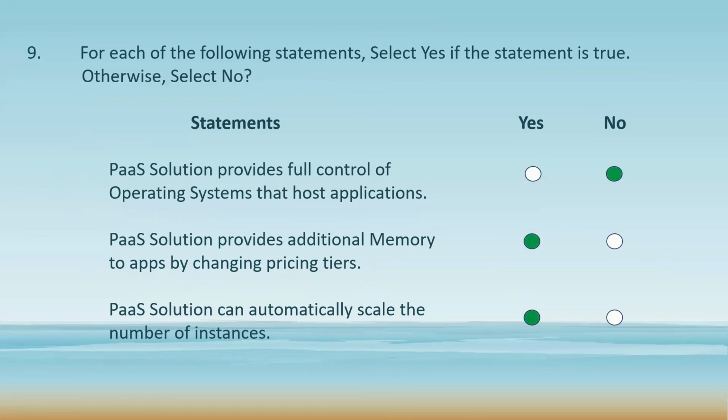So the right answers are now on your screen. With PaaS, you don't get access to the underlying operating system as it is managed by Azure. You do have different pricing tiers in PaaS where the configuration can be changed based on your requirement, and you can avail extra memory, CPU, and so on. PaaS solutions automatically scale whenever needed.